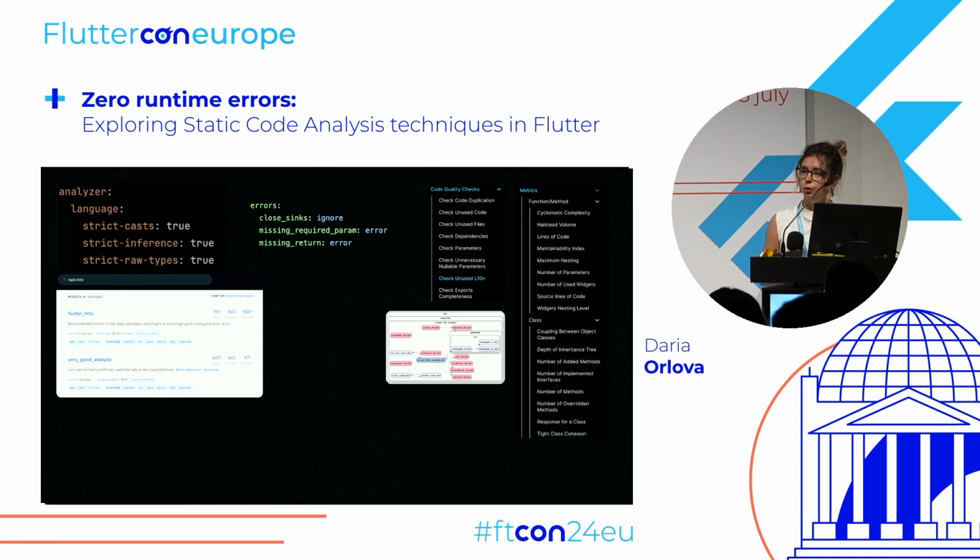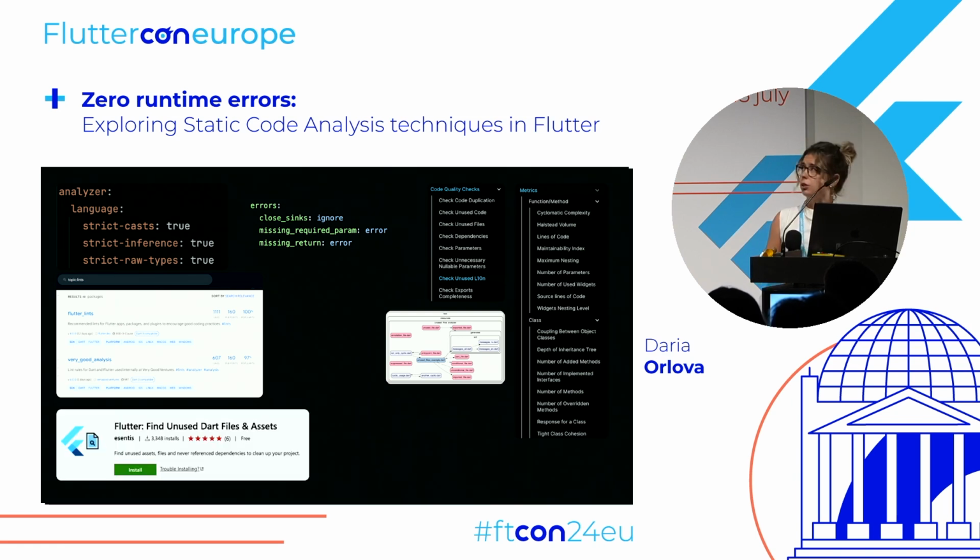And the beauty of that library is that we can use several packages that use that plugin. So it's not like we can use only one plugin. Every library that uses custom lint to write custom lints can be enabled. You can also use different extensions for your IDEs, for example, finding unused Dart files and assets in VS Code.